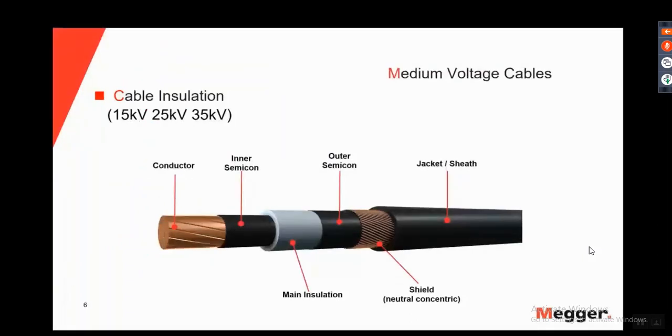Well, let's start with the basics for medium voltage cables. We are seeing in the slide the classic single-phase cable in which we have a center conductor that could be of copper or aluminum material. Then we have this inner semicon layer. Next, we have the main insulation of the cable. We will continue with the outer semicon layer. Then next, we will have the neutral concentric shield of the cable. And finally, we will have the jacket or sheath of the cable.